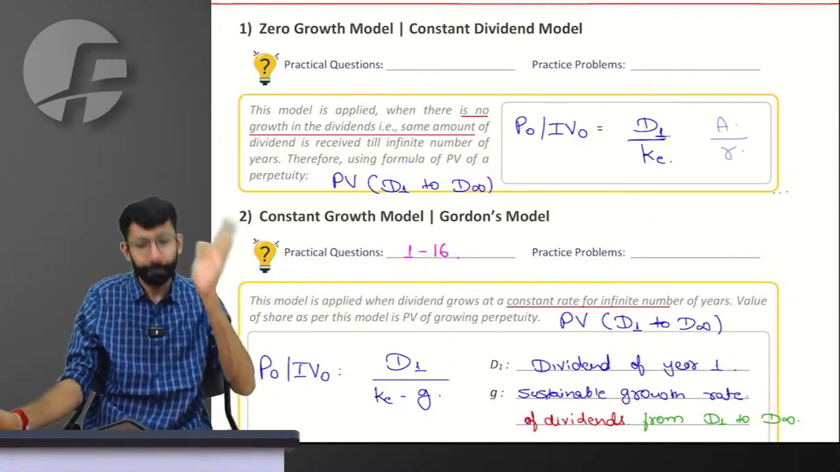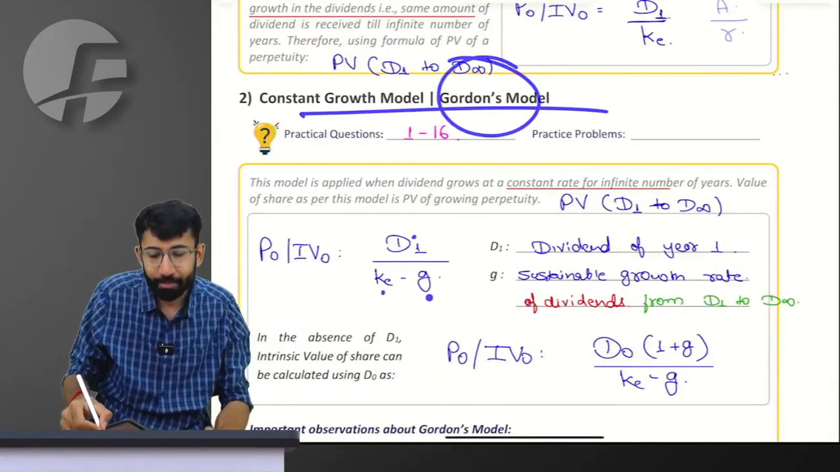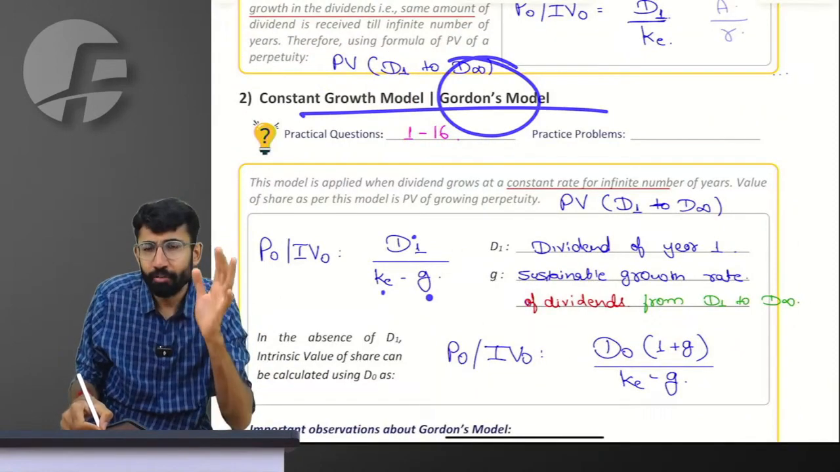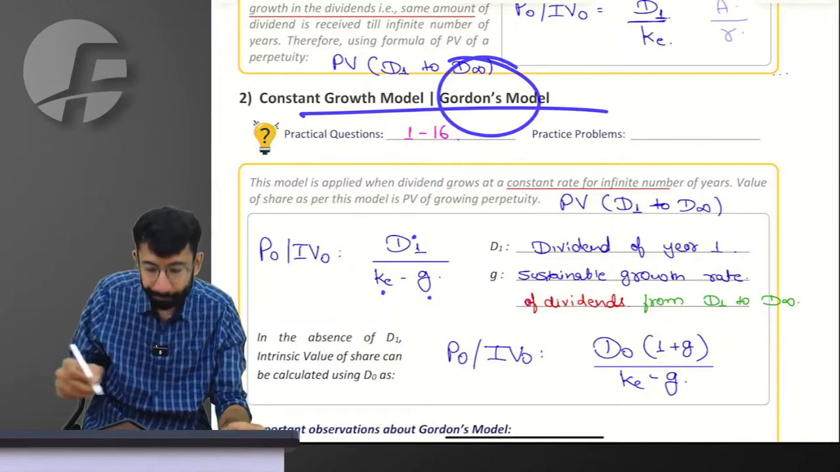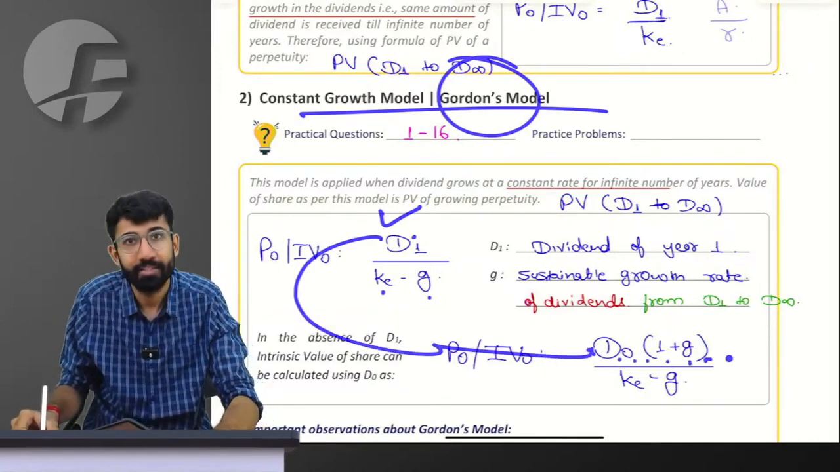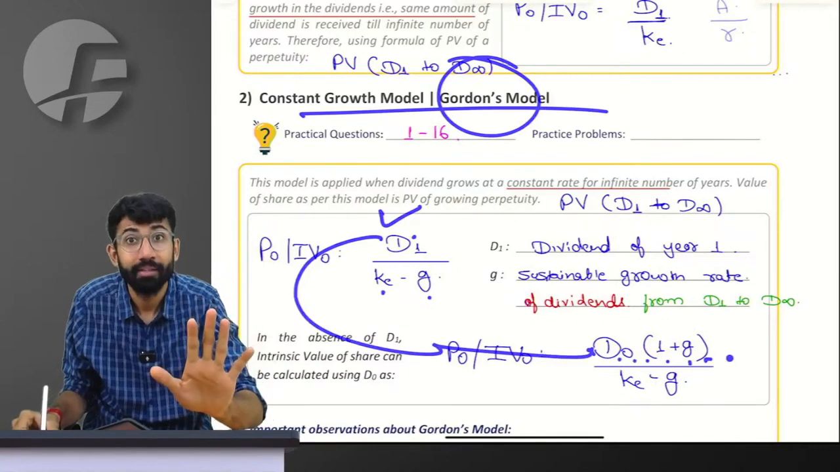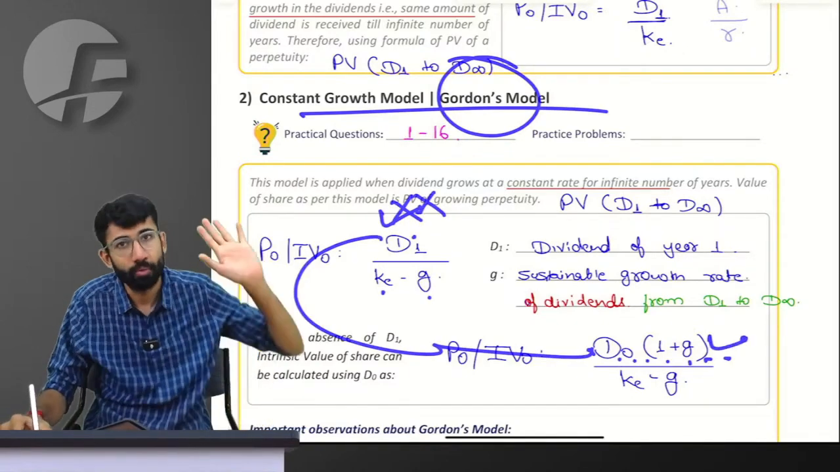This is the clarity. Next, we went to Gordon's model. Similarly, we said D1 divided by K minus G, where there were certain important points to discuss. One, the official formula is D1. You cannot do D0 into 1 plus G primarily. If you don't have D1, then you do this. Otherwise, you don't do this.